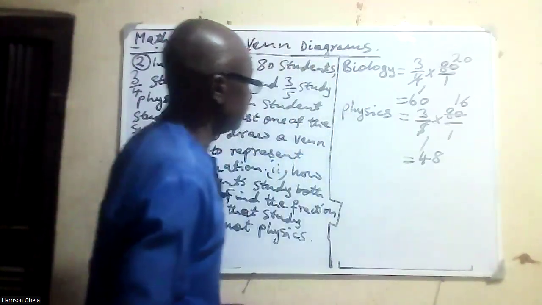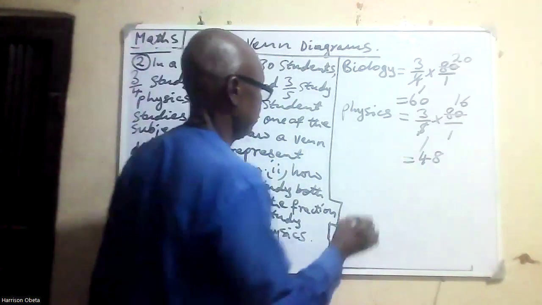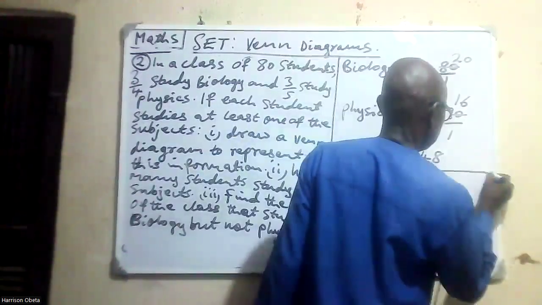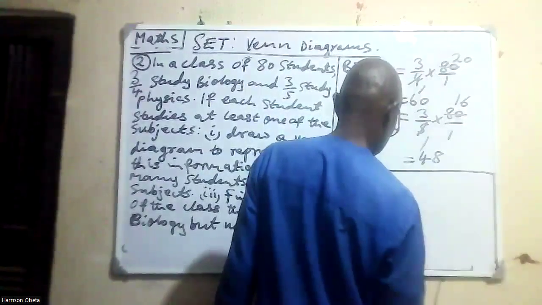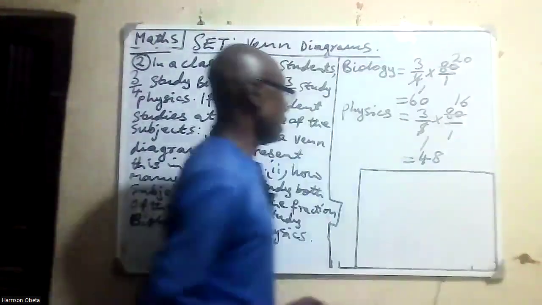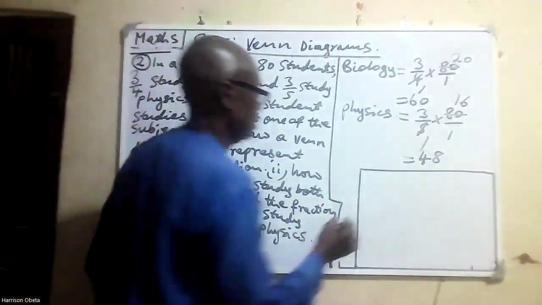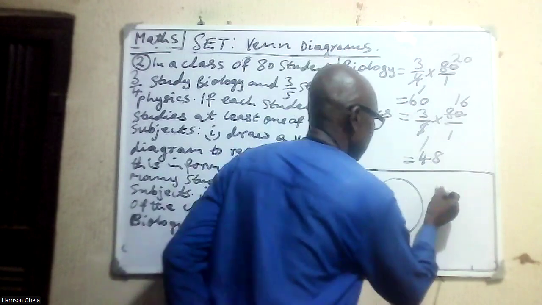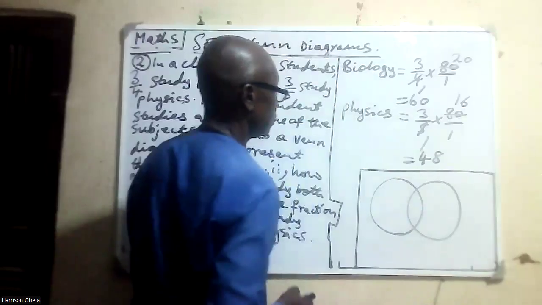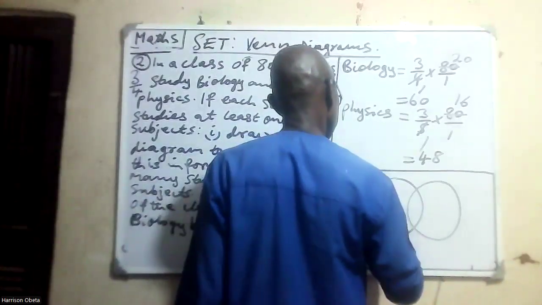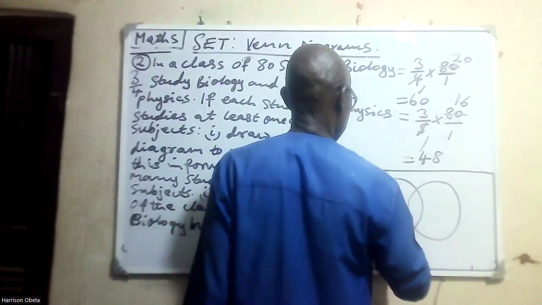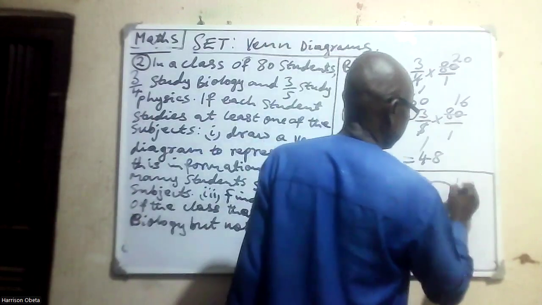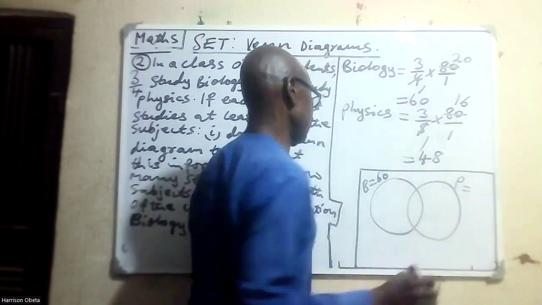So we'll go ahead and draw the Venn diagram. And since we have only 2 subjects, we have 2 circles. First one and the second. So we have biology. Use B to represent that. That's 60. And then we have physics. Use P to represent that. That is 48.